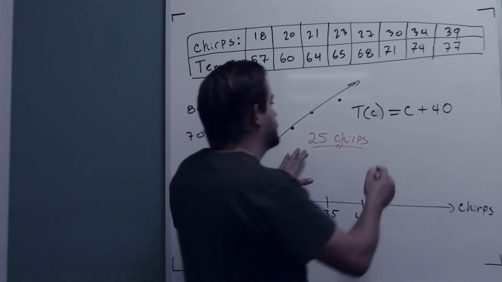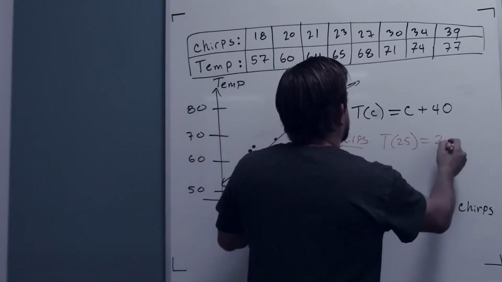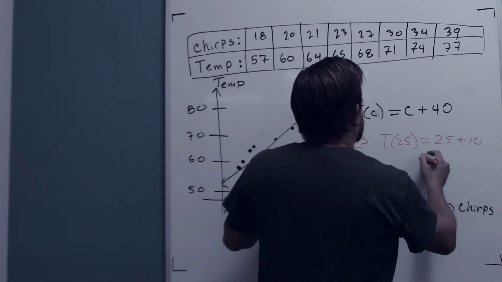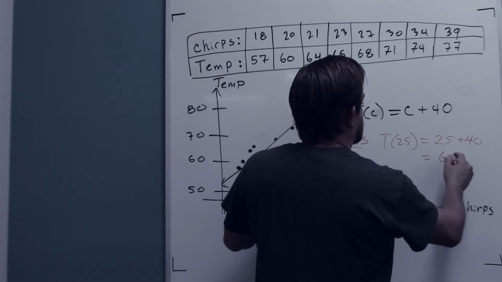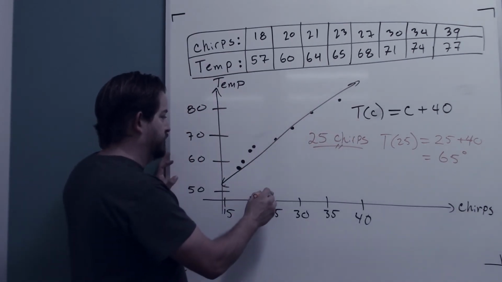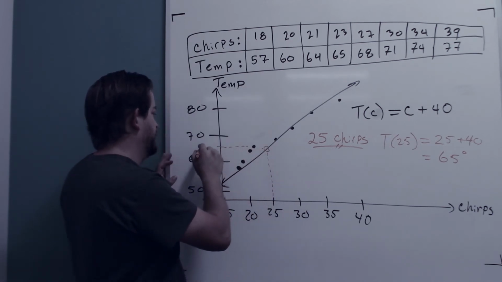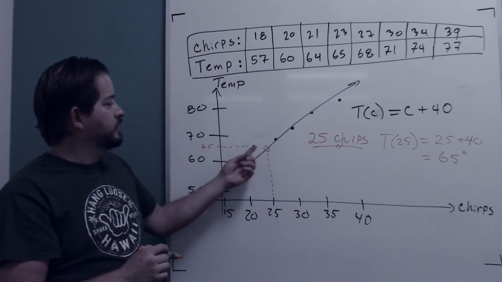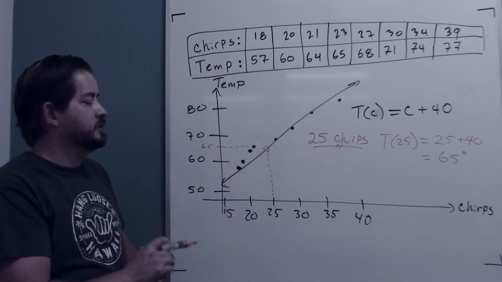Well, of course you can, because the temperature as a function of 25 cricket chirps is 25 plus the 40, sorry. So it's about 65 degrees Fahrenheit. Now we can see that that's true. If we had about 25, there it is, it would be about 65, right? It's pretty close to being accurate as far as these two points have suggested, right?